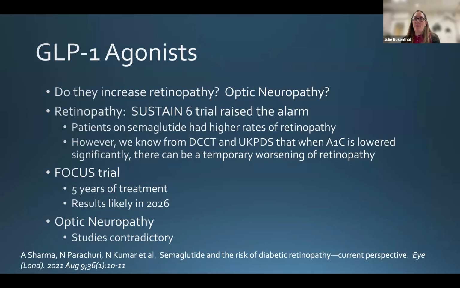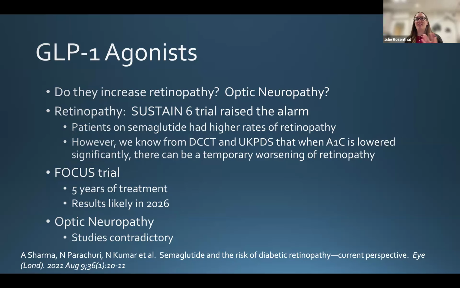And then I know that this is a hot button issue, so I'm sorry to get to it at the end. I'm certainly happy to answer questions on it, but there's a lot of talk about whether GLP-1 agonists have dangers for the eye. Do they increase diabetic retinopathy, optic neuropathy? The answer is we don't know. The SUSTAIN 6 trial raised the alarm, but it wasn't really powered to look at eye complications. So they started another trial called the FOCUS trial that is looking at eye complications after 5 years of use of these GLP-1s. The results are coming next year, so stay tuned for that.